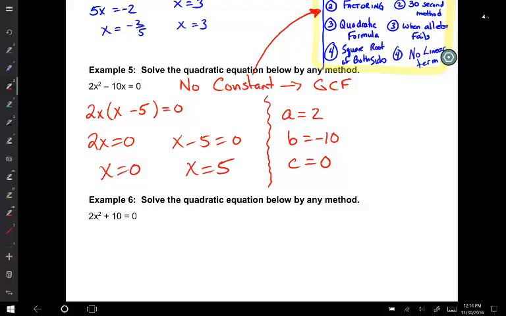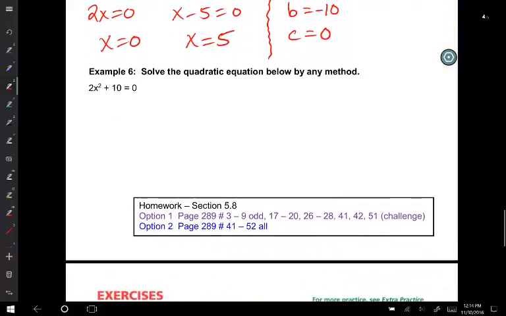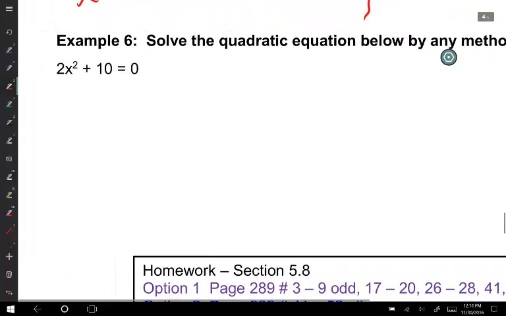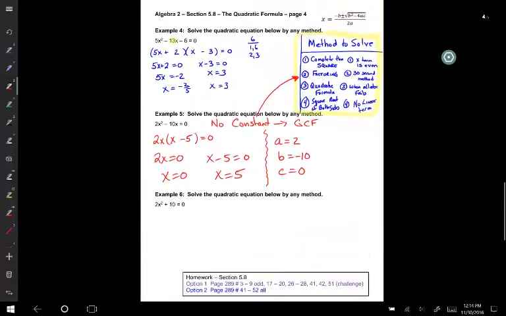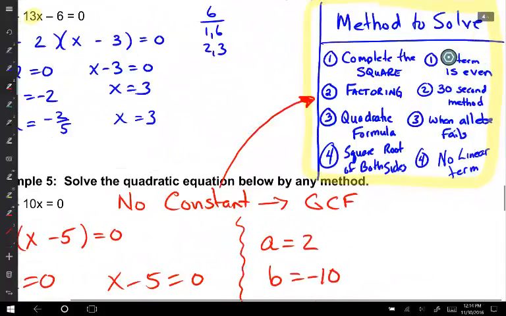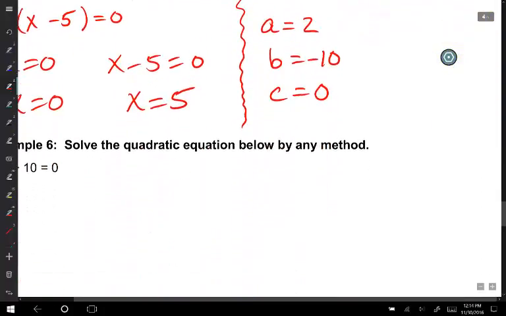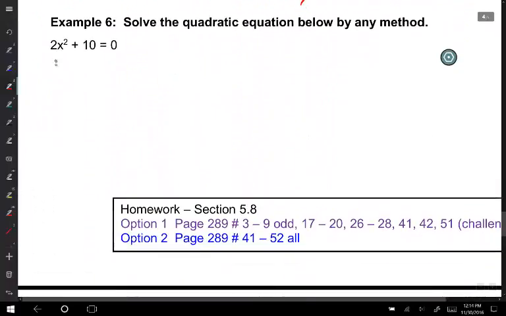All right, example 6. What do you notice about example 6? No linear term. So what's the best method? GCF. What do we do when there's no linear term? Can we not GCF it? We're going to, yeah. Take the square root of both sides. Okay, so to solve a problem by taking the square root of both sides, you're going to isolate the x squared.